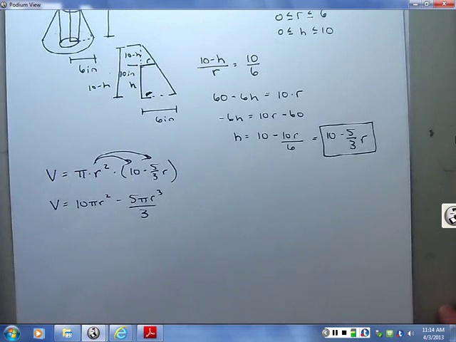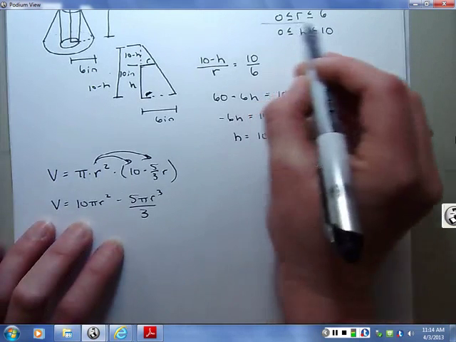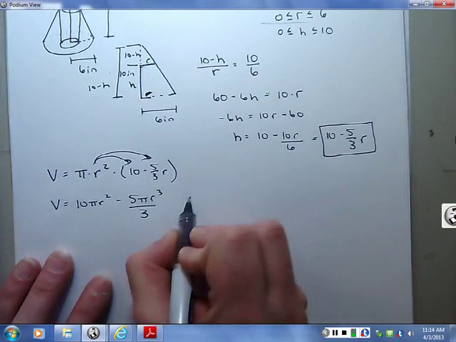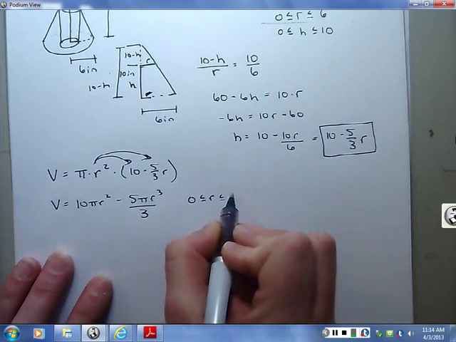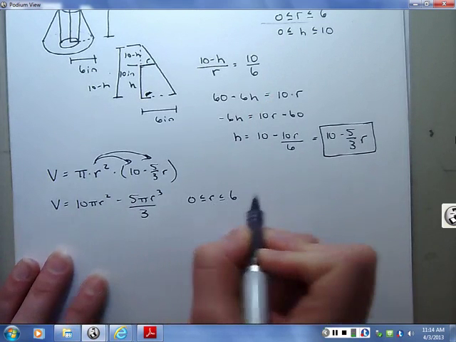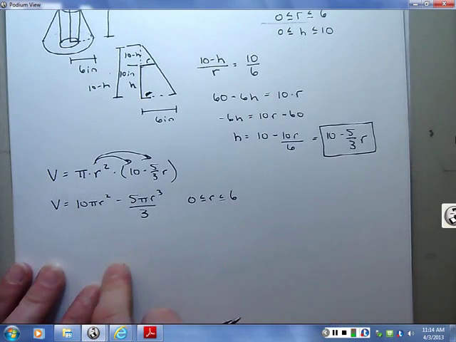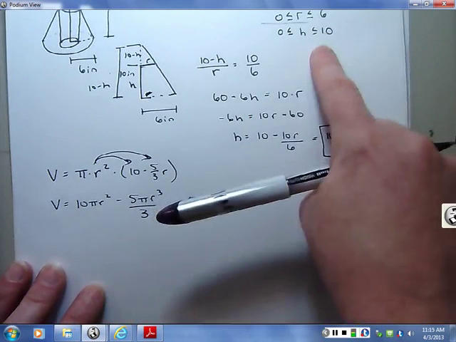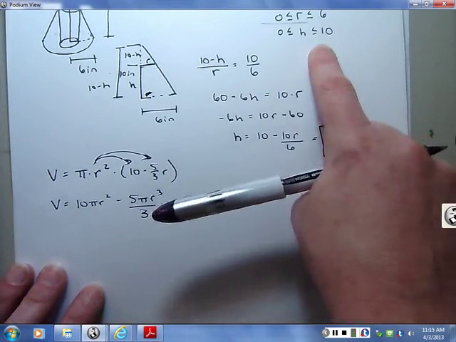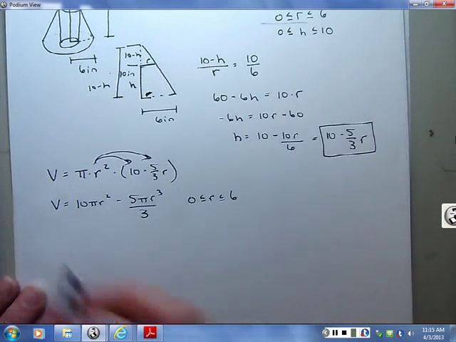So I'm dealing with r, so I'm going to keep in mind that the interval would be 0 less than or equal to r less than or equal to 6. If I would have dealt with h, I would have a little bit different function, and then I would keep in mind the bounds on h. So what is the derivative of this function?